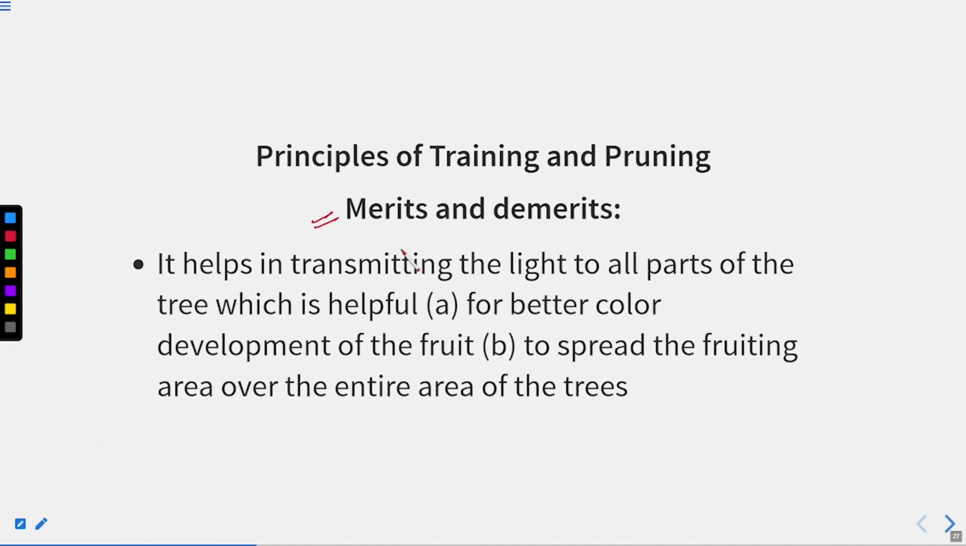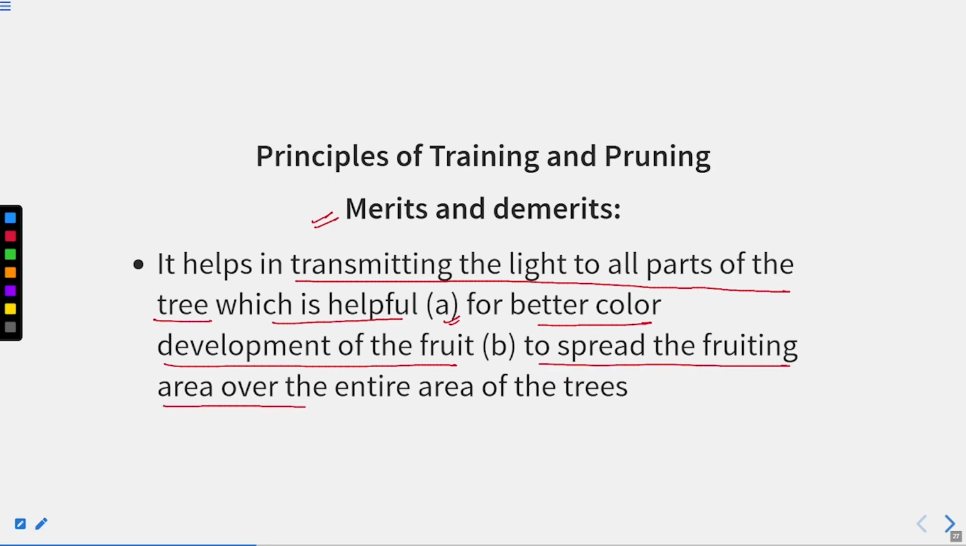Now, the merits and demerits of this system. It helps in transmitting the light to all parts of the tree, which is helpful for better color development of the fruit. Second, to spread the fruiting area over the entire area of the tree, right? All the parts of the tree are getting proper sunlight, so the color of the fruit will develop better, and the spread of the fruit all over the tree will be the same.